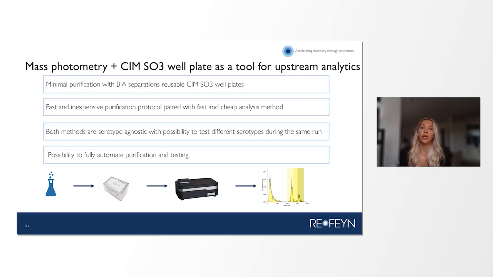There are many different AAV serotypes that could be used for different therapeutic purposes, and a lot of methods are usually very specific to the serotype. Both monolithic weld plates that are used for minimal purification and mass photometry are serotype agnostic. So there is a possibility to do the optimization of multiple AAV serotypes at the same time, but test them during the same run with minimal purification and mass photometry.